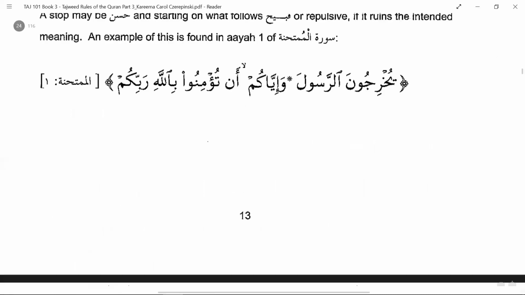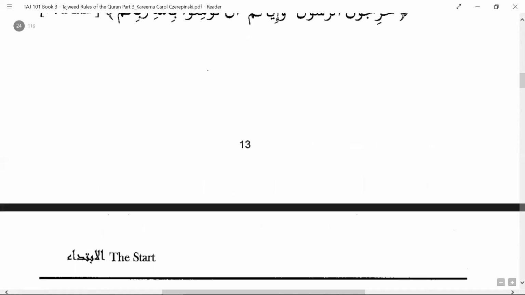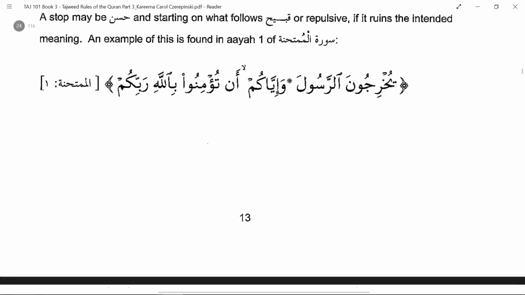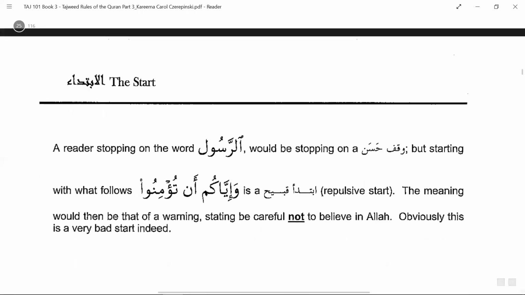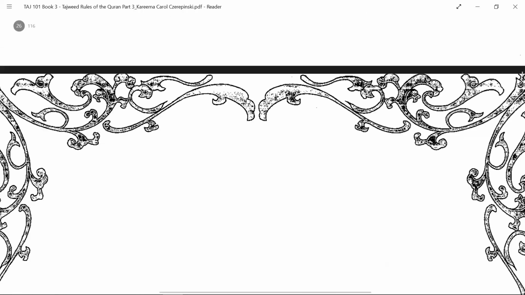But if you start like this, wa iyyakum an tu'minu billahi rabbikum, what does it mean? This is a repulsive start. The meaning would then be of a warning, stating be careful not to believe in Allah, like wa iyyakum, and all of you, an tu'minu billahi rabbikum. So obviously this is a very bad start indeed. It's really very bad. So we should take care not to do these.